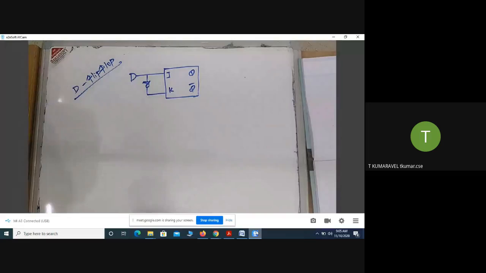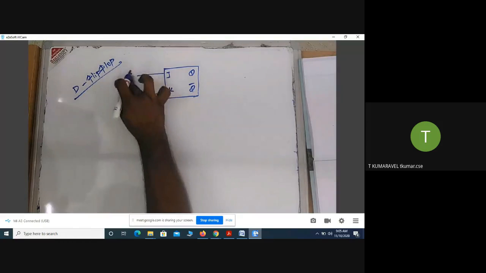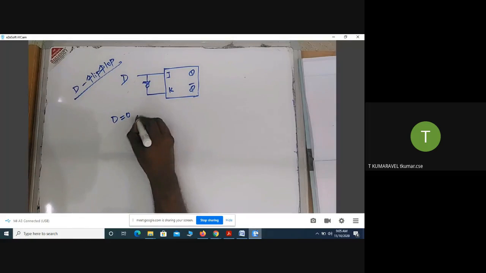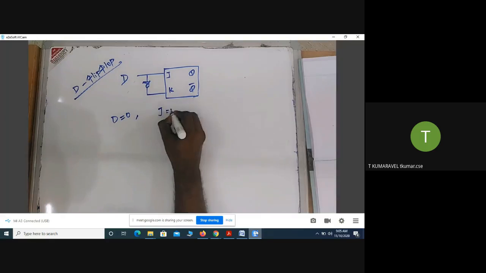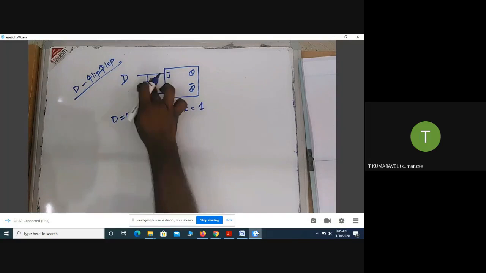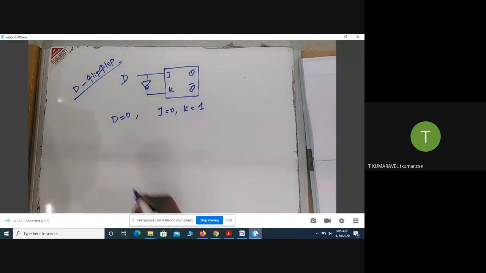What do you understand from this? Suppose my input is D. Suppose I am a user, I provide input as 0. J value equals 0 and K value equals 1 because the inverter is there. This is called an inverter.